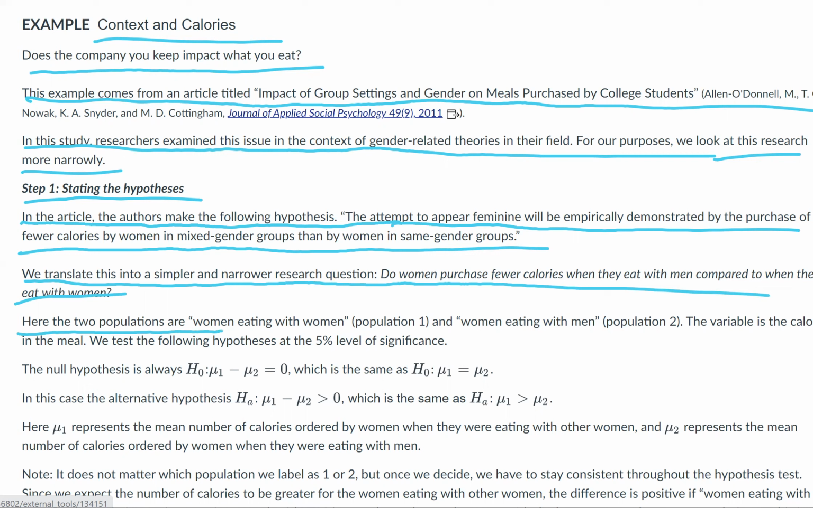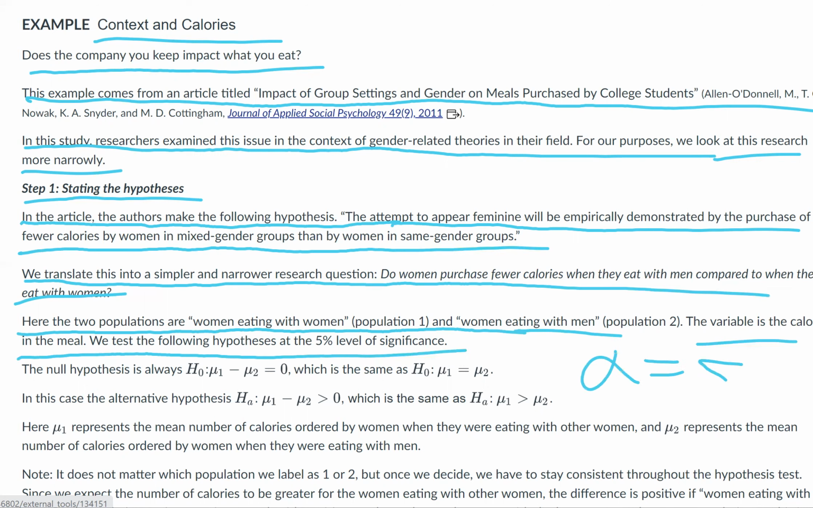Here the two populations are women eating with women, population 1, and women eating with men, population 2. The variable is calories in the meal. We test the following hypotheses at a 5% significance level. So alpha is 5%. The null hypothesis is that the mean difference in calories is equal to 0, meaning the number of calories a woman eats when she's with women is the same as if she's with any men. But in the alternative hypothesis, we're assuming she eats fewer calories if she's with men and women versus if she's with only women.